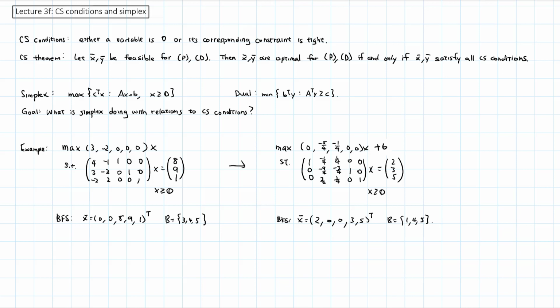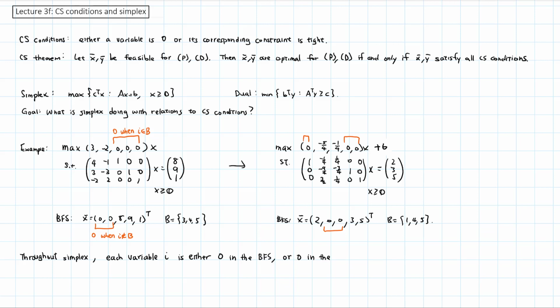Recall that in the objective function, the coefficients of basic variables are zeros. And in the basic feasible solution, the values of the non-basic variables are zeros. This means that throughout simplex, each variable i is either 0 in the basic feasible solution or 0 in the coefficient of the objective function. Notice a minor link to the CS conditions. The first part here and in the CS conditions is that the variable is 0.